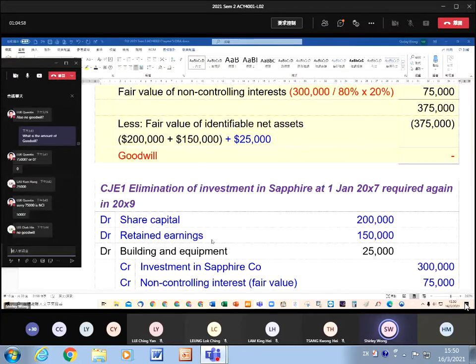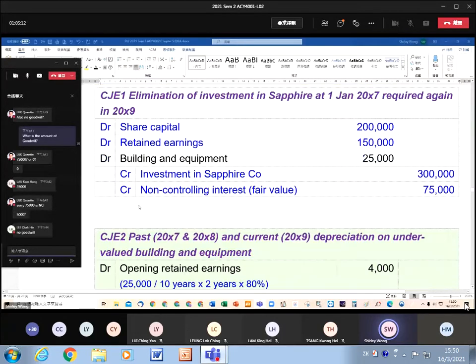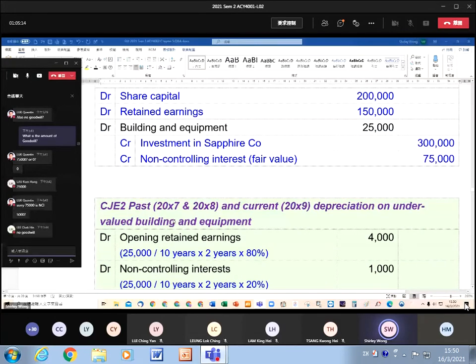Therefore, we need to prepare CJE number 2. Remember, 2007 and 2008 are prior years. There are 2 years before, and 2009 is the current year. Therefore, for the next journal entry, we need to calculate the past and current depreciation on this undervalued building and equipment.